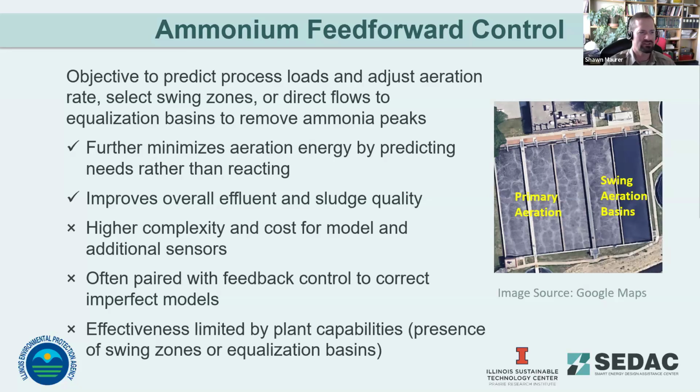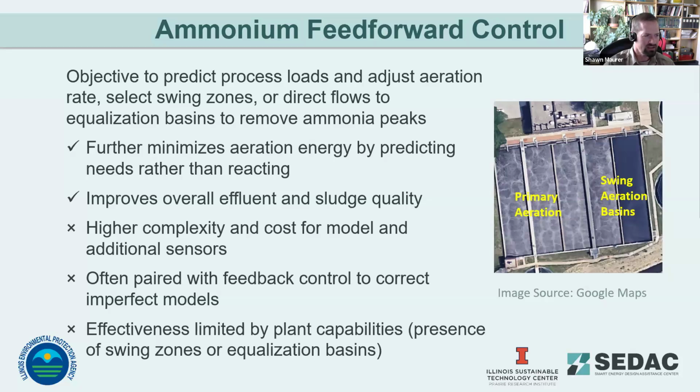It improves the overall effluent sludge quality because you're not over aerating, which can lead to poorer settling and things as you get filamentous bacteria production from that. You're not missing your treatment targets due to under aeration. It's a higher complexity and cost to develop that model and place additional sensors in the process. You're often pairing this with feedback control to perfect imperfections in the model. All models are ideal, all actual conditions are not. So there's always going to be some error between what the model predicts and what actually happens. There needs to be a way to correct back to actual process conditions.